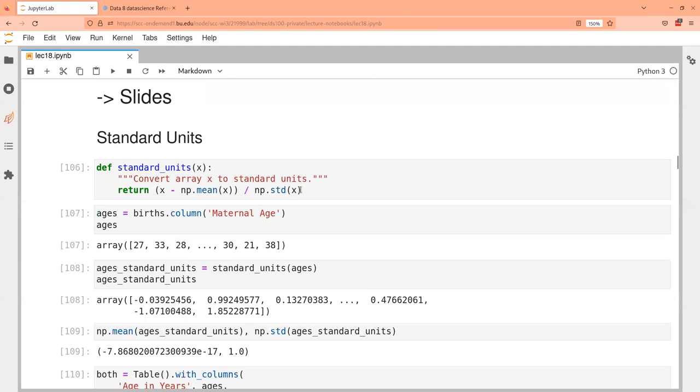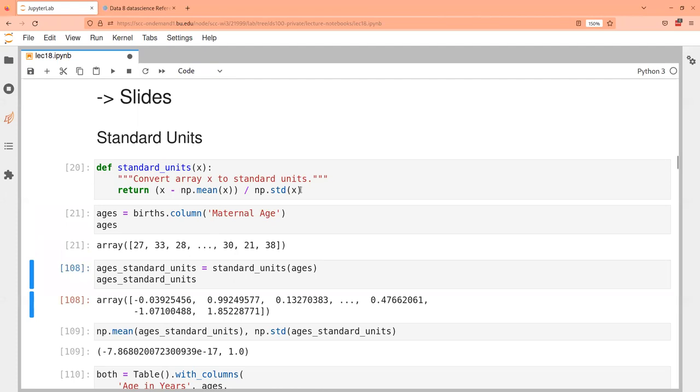All right, so now that lets us work with standard units. The first thing we do, and I think I can run the code again, is define a function that's going to create the standard units for us. If you notice, it uses the same trick that we used before, which is the value minus the average, and then divided by the standard deviation.